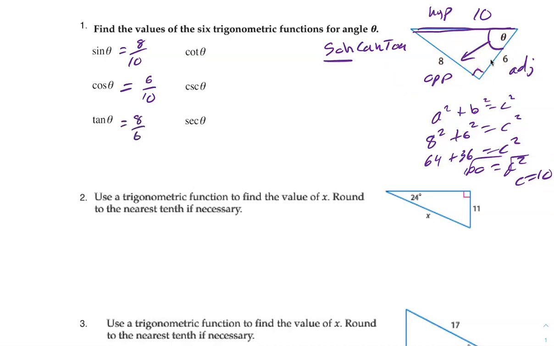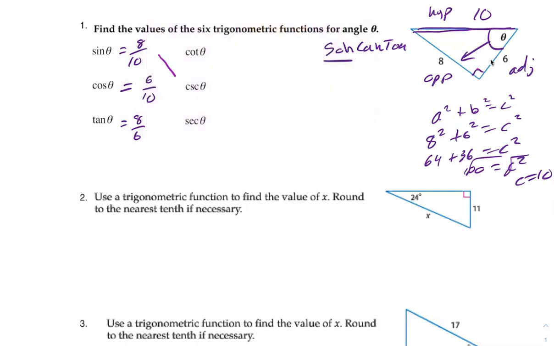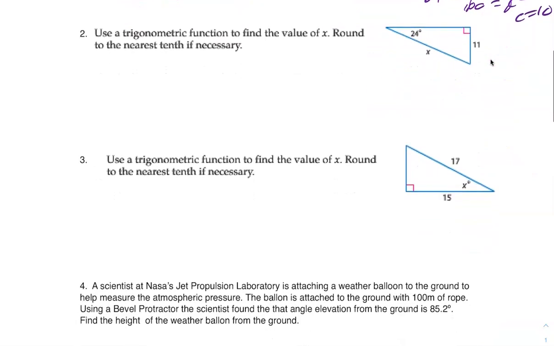And then I gotta find the reciprocal functions. Now the key here is to understand which one goes with which. So sine goes with cosecant, which makes this the reciprocal, 10 over 8. Cosine goes with secant, so that makes this the reciprocal, which is 10 over 6. And tan goes with cotan, so that makes it 6 over 8. There we go. Again, I don't really care about reducing. So next ones. Use trig functions to find x, round to the nearest tenth if necessary.